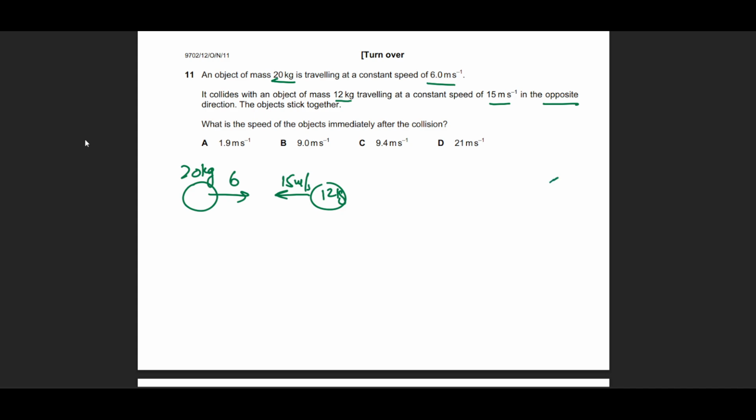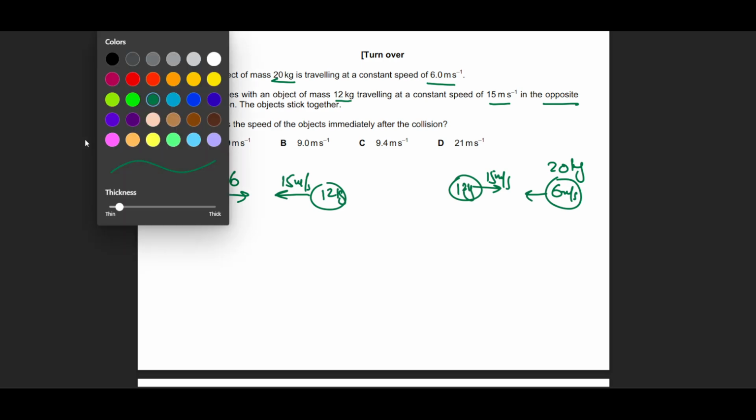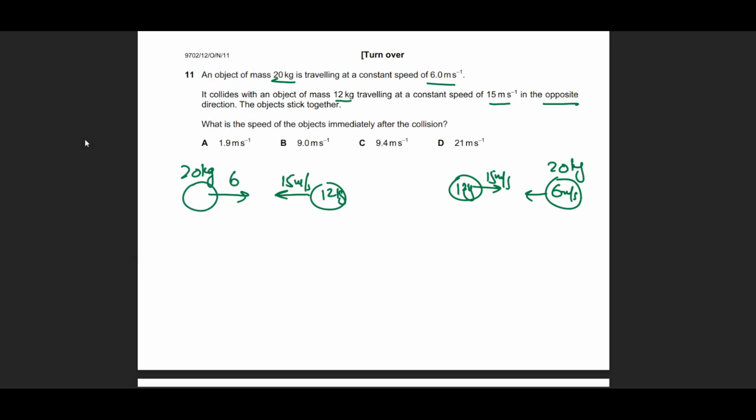Or you could have visualized this 20 kg to be moving towards this side with 6 meter per second, and this 12 kg moving towards this side with 15 meter per second. It will not change the outcome of the answer because the direction is not asked. So I'm going to go with this simple understanding, right? This one says that they are going to stick together, again, an inelastic case.